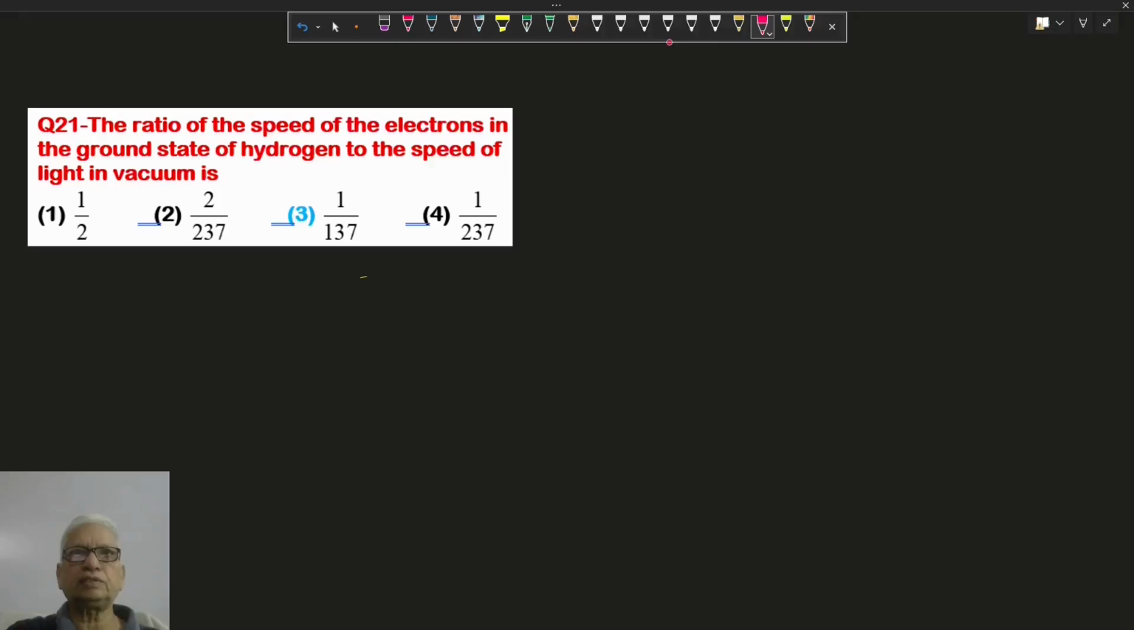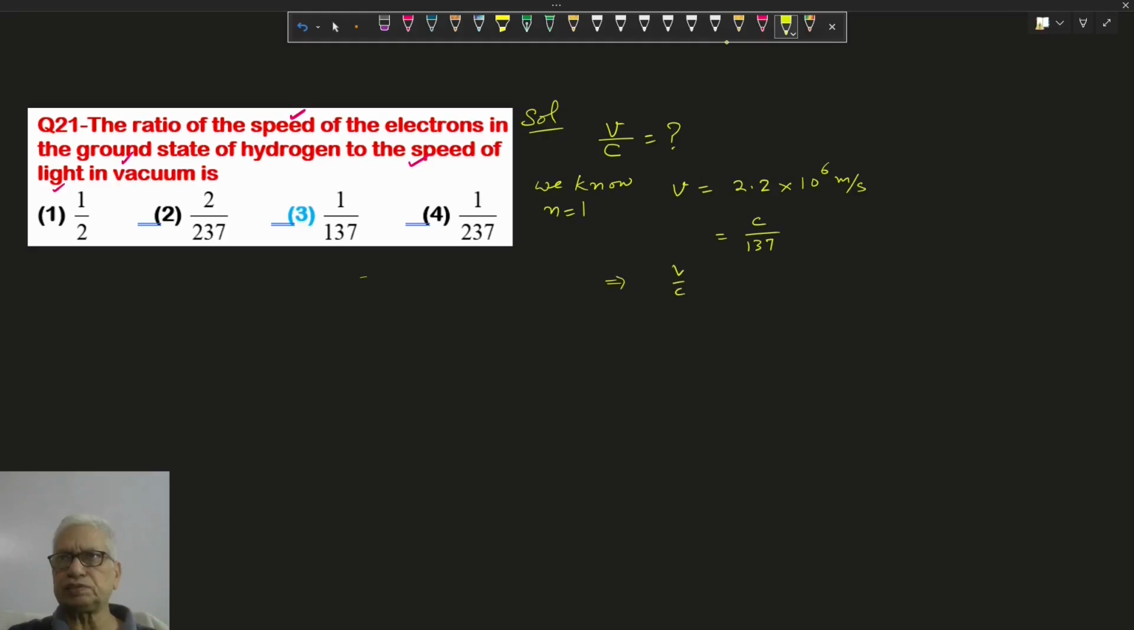Hello, in this question, we have to find the ratio of the speed of electrons in the ground state of the hydrogen atom to the speed of light in vacuum. So we have to find the speed of the electron in the ground state upon the speed of light. Now we know in the ground state the speed is 2.2 × 10^6 meter per second, or c upon 137, where c is the speed of light. So v upon c will be 1 by 137. Means option 3 is correct.